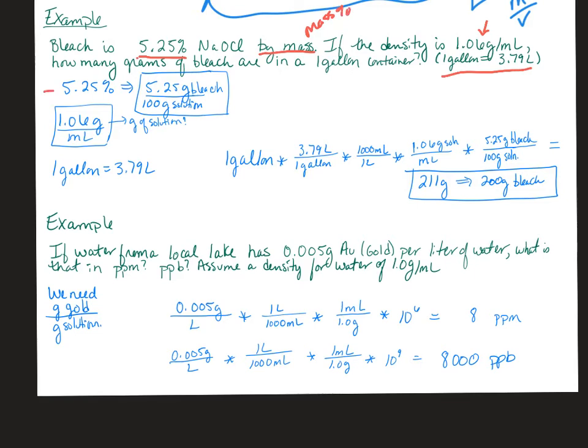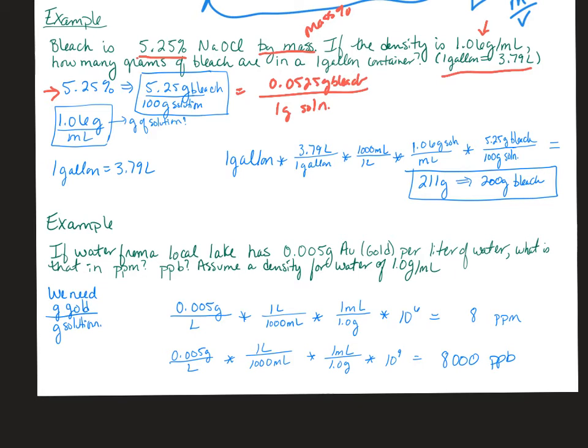I can take this 5.25 and convert it again in one of 2 ways. I could say 5.25 grams of bleach is over 100 grams of solution. If instead you wanted to say 0.0525 grams of bleach is in 1 gram of solution, that's fine. It's the same ratio. And so whichever one works for you is completely fine.